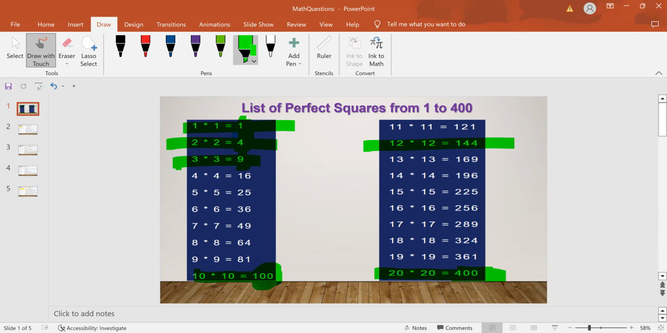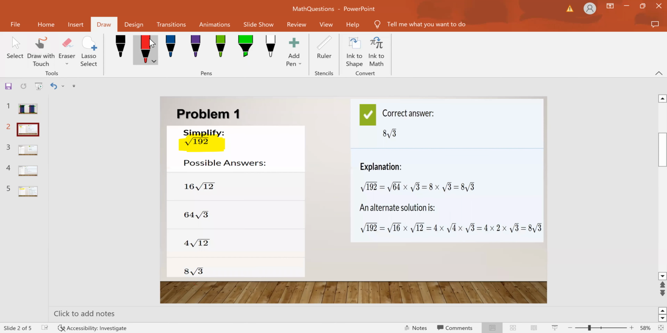Okay, you can realize something. We form the perfect squares from counting numbers. Counting numbers are 1, 2, 3, 4, 5, and so on. So you see on the left side here, I have counting numbers. Each counting number multiplied by itself gives you another number we call a perfect square. Okay, so if this part is understood, now we go back to the problem. So problem 1, we want to simplify the square root of 192.